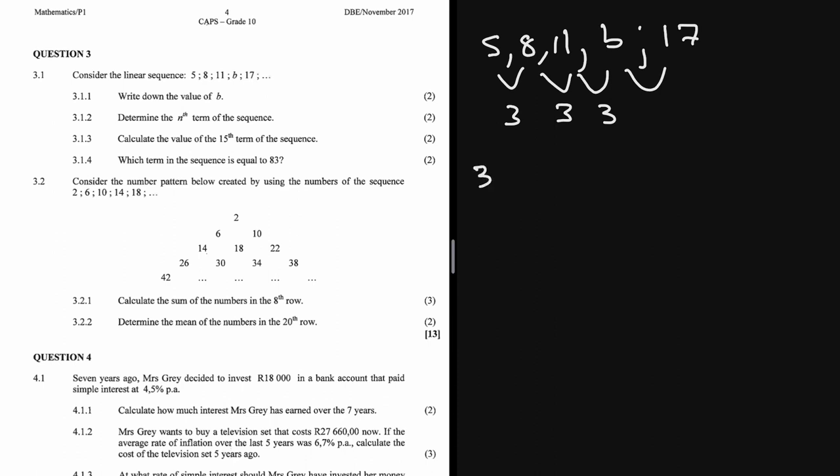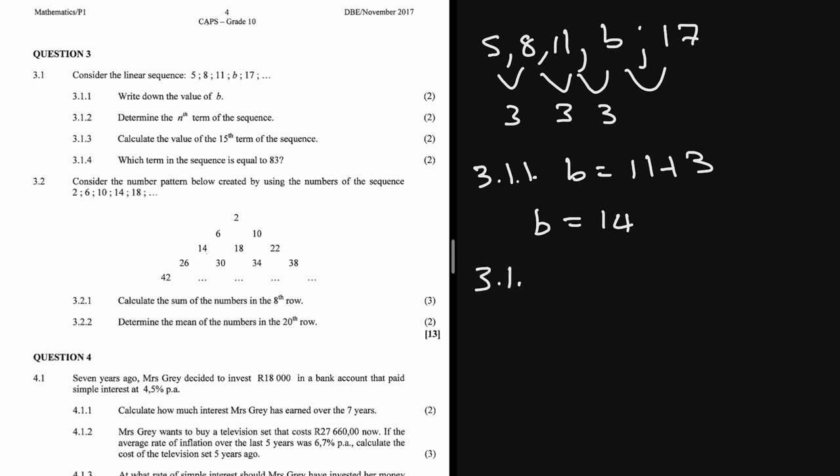So 3.1.1, it says write down the value of B. So the value of B is just going to be what? B is equal to 11 plus 3, which is going to make B 14. So remember, we are just adding 3 to get to the next term. That is how we determine the value of B.